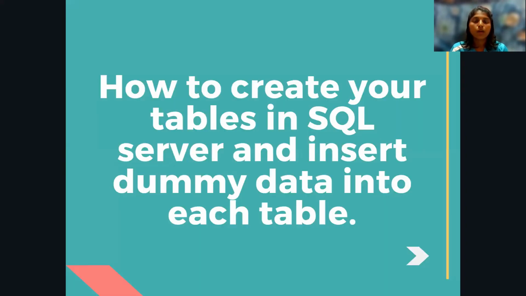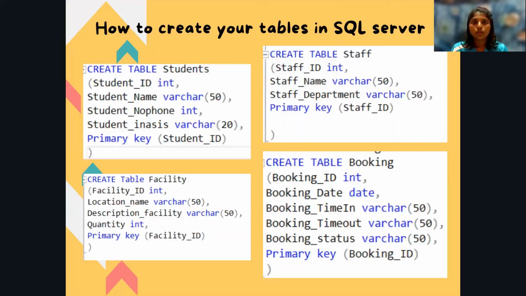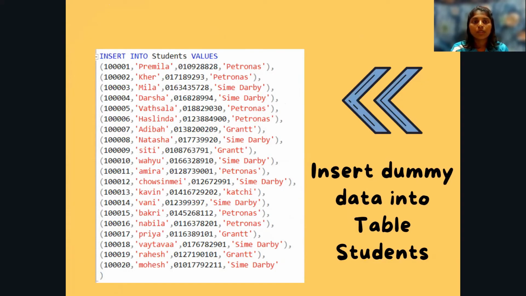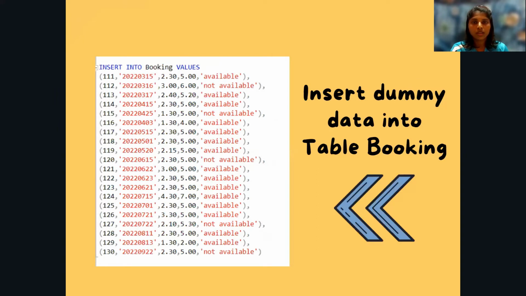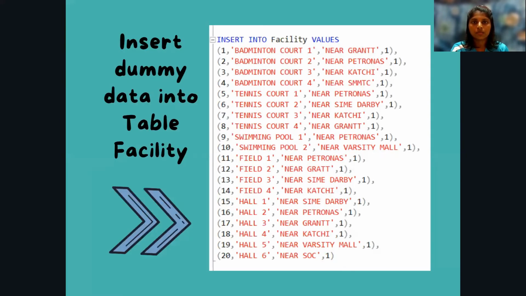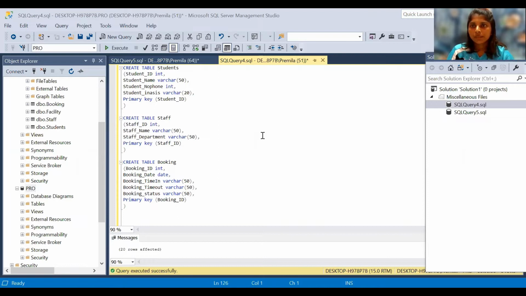And then how to create your tables in SQL Server and insert dummy data into each table. First of all, this is the way to create the tables. We create 4 tables, which are students, facility, staff, and booking. This is the SQL statements to create the tables. We insert the dummy data for the 4 tables, which are students, staff, booking, and facility. This is the SQL statements that we create.